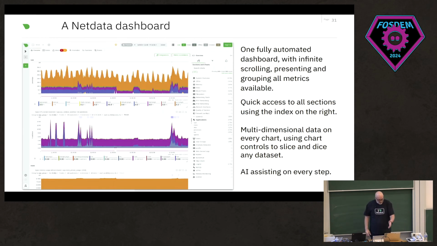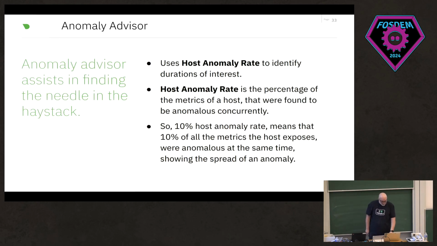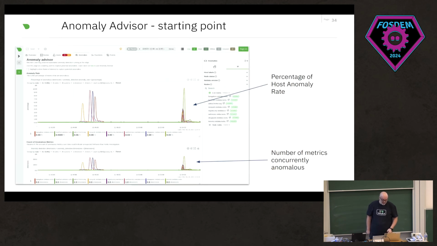So to give you an example, this is a Netdata dashboard. There is a menu where we categorize everything. So it's an infinite scrolling dashboard, one chart below the other. Of course, there are many tabs with different views. And you press the AR button on the top right, and there is an anomaly rate on every section. So you can see now where your anomalies are.